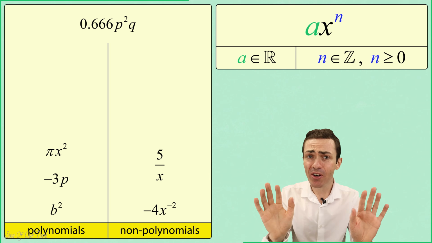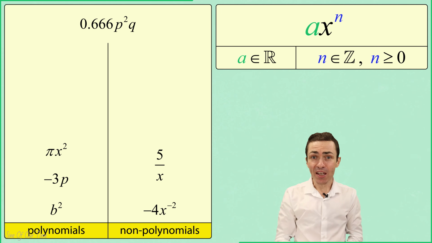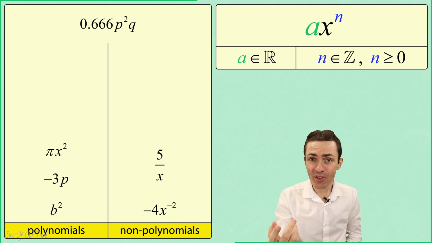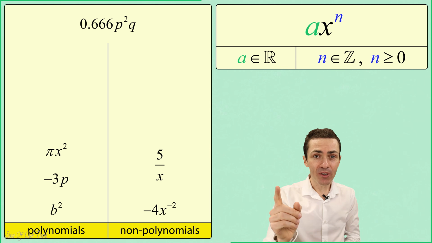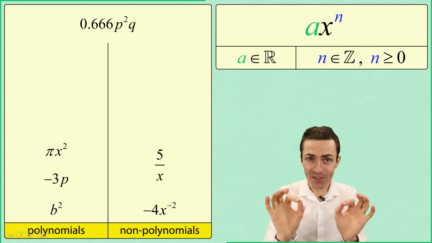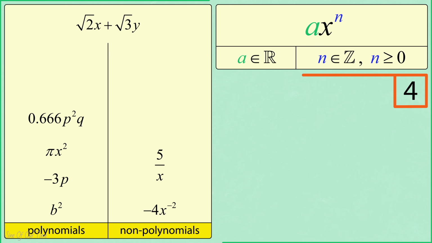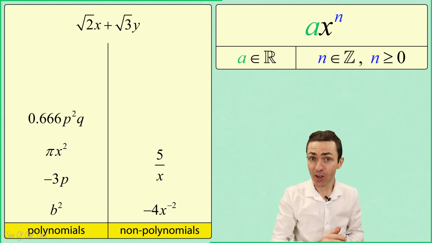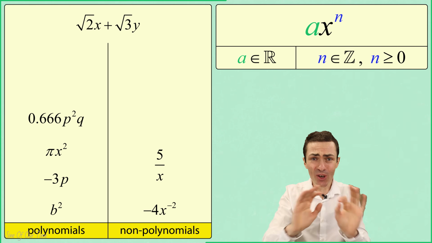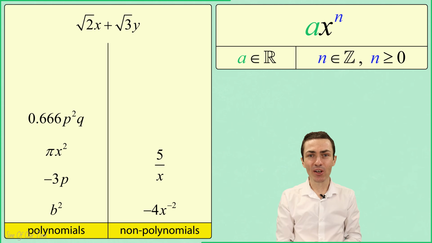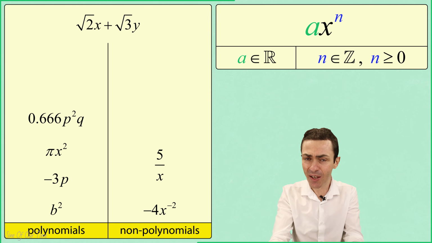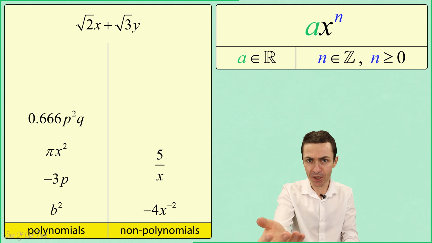There is nothing to worry about here. It is okay for a term to have more than one variable as long as the exponents are all whole numbers. Here we have a polynomial. And remember, it is totally fine for the coefficients of the variables to be irrational numbers, like root 2 and root 3.